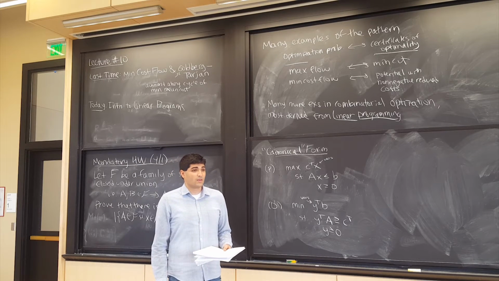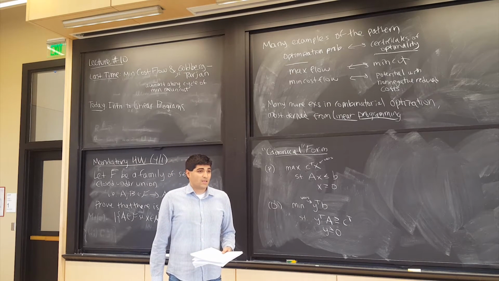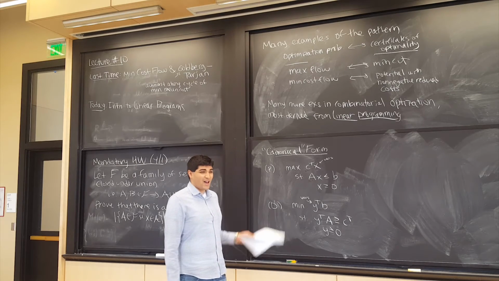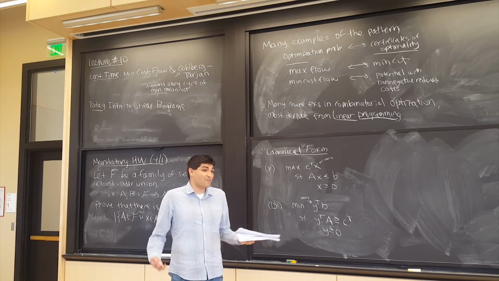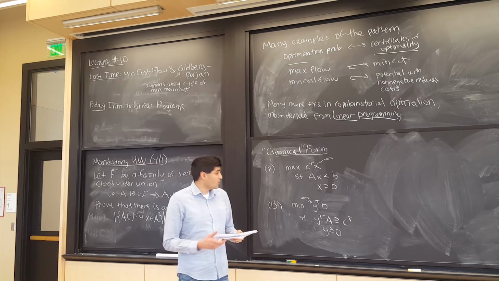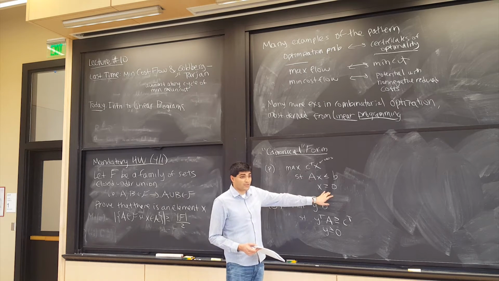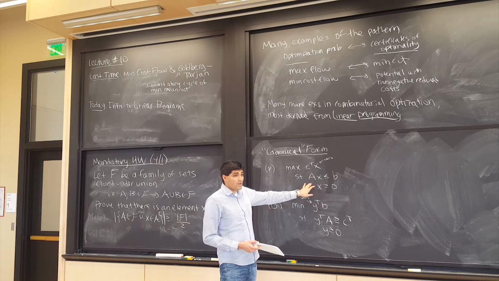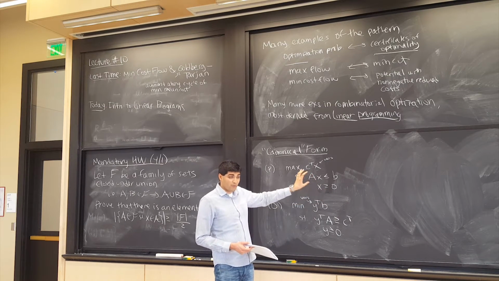Yeah? Why are we not folding x greater than or equal to 0 into the Ax less than or equal to b? Because it's called canonical form, and this is the definition of canonical form. The point is that what you're asking is that there could be many other ways that we could have folded x greater than or equal to 0 into the constraint A. Then we would get a different form for the primal.